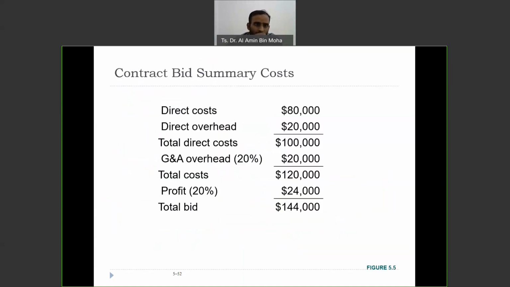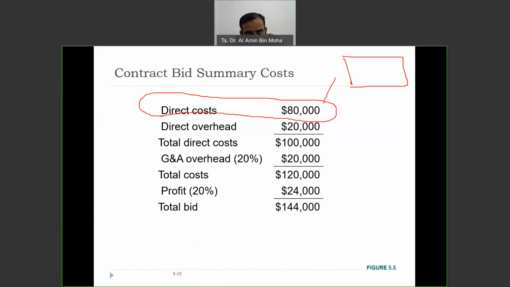So this is the example of the contract bid summary cost. Here they just put it in total, but for direct cost, actually you have your own calculation, and then you add these many things, and then the total is this. The same thing for direct. It didn't just come out like that. So let's say direct cost is 80,000. You add direct overhead of 20,000, so the total is 100.